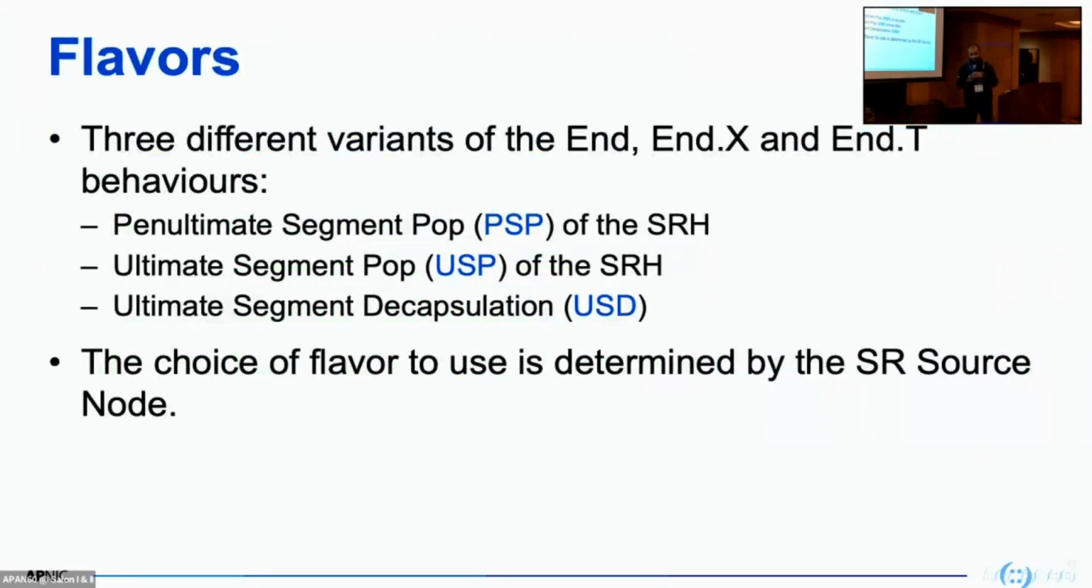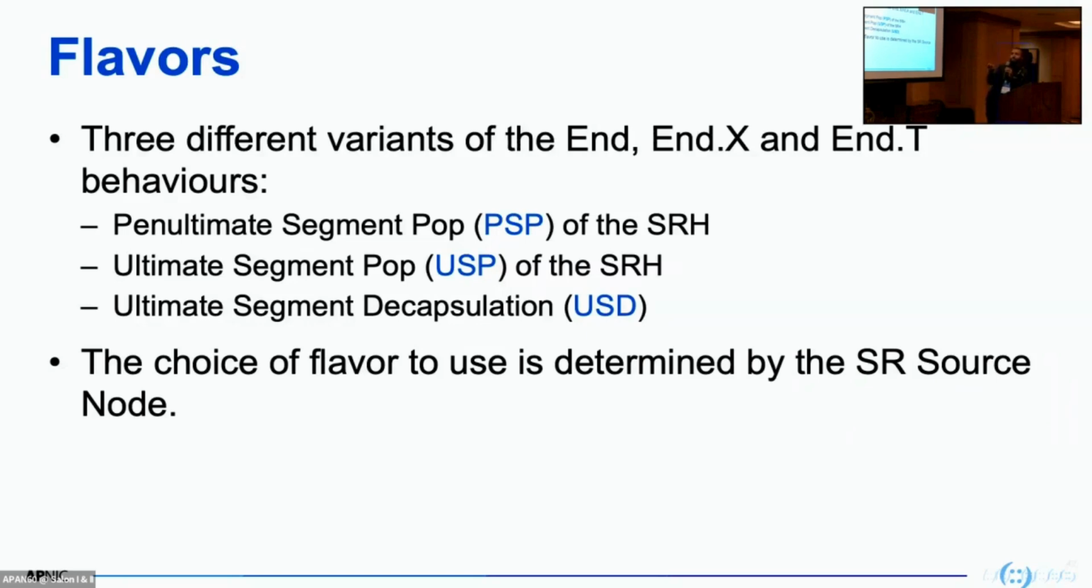Flavors. The function needs a flavor to mention, otherwise the router will not behave as you are expecting. So there are 3 different flavors. In MPLS, we had one flavor only. We had the PHP or penultimate hop popping. But here we have, actually in MPLS, we also had ultimate hop popping, but we don't say that. It's not needed to say.